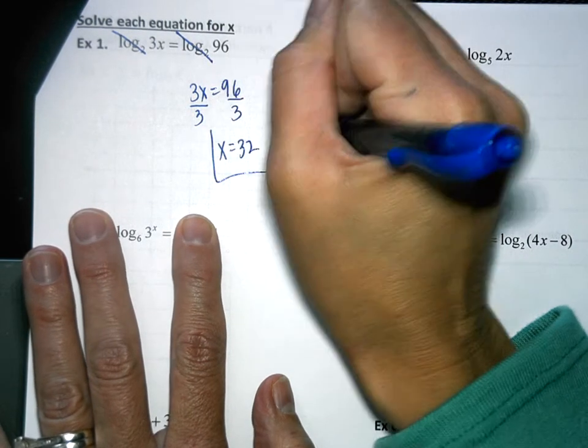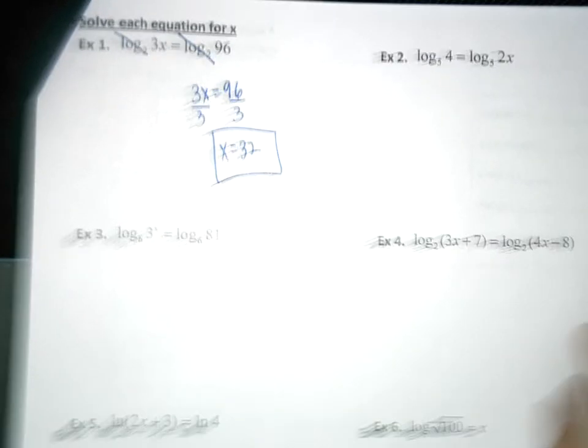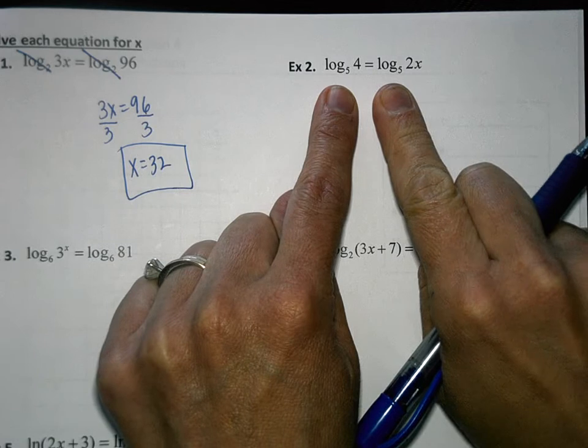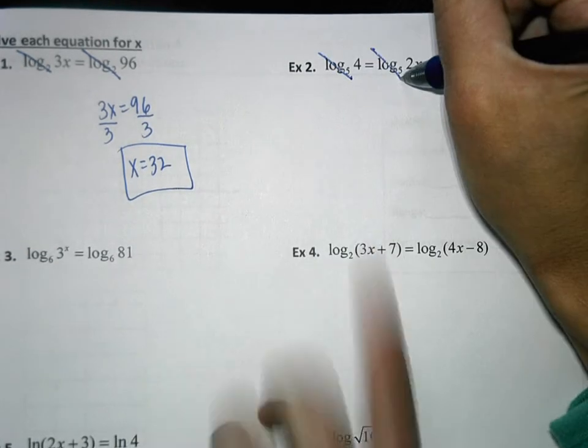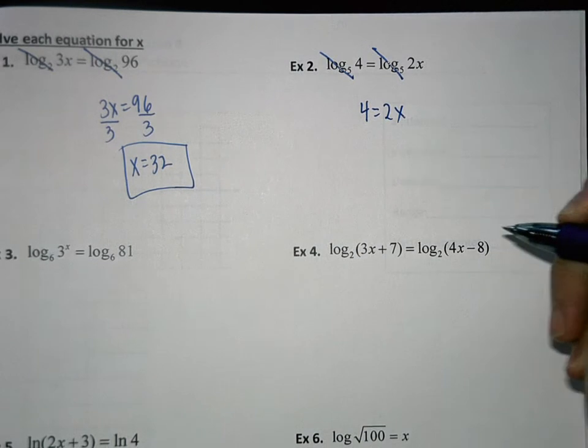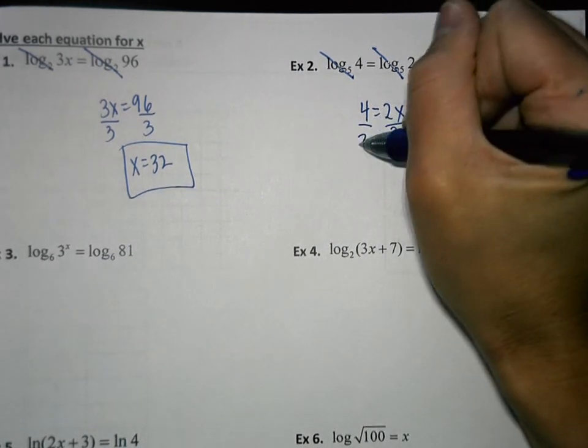Okay, example 2. Are these the same on both sides? Yes. We can cancel those out. We have 4 equals 2x. What will I do now? Divide by 2. x equals 2.